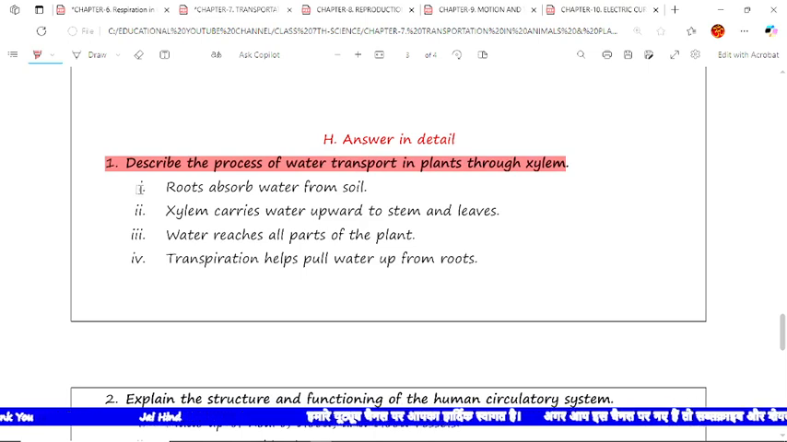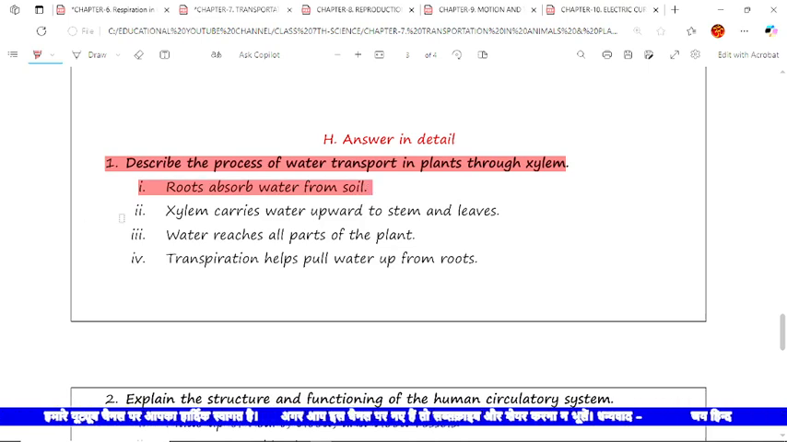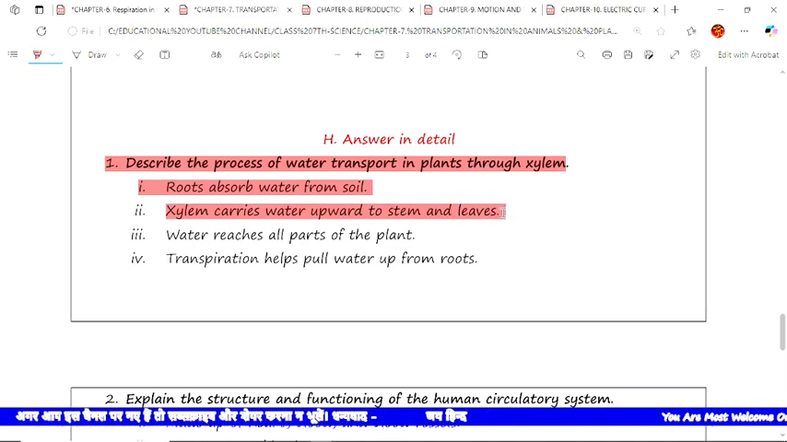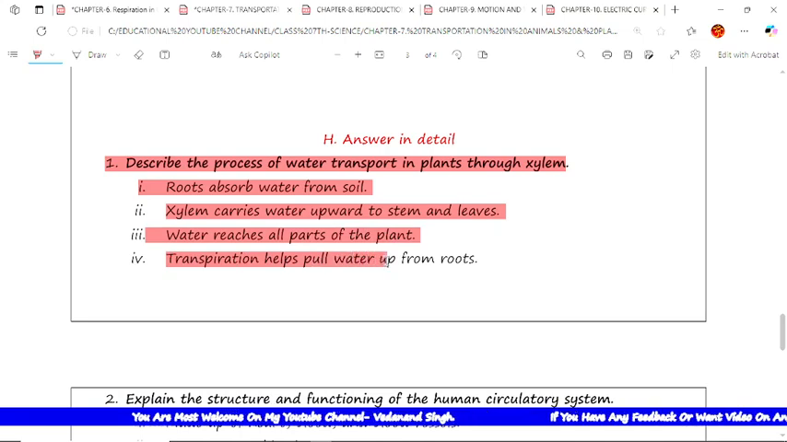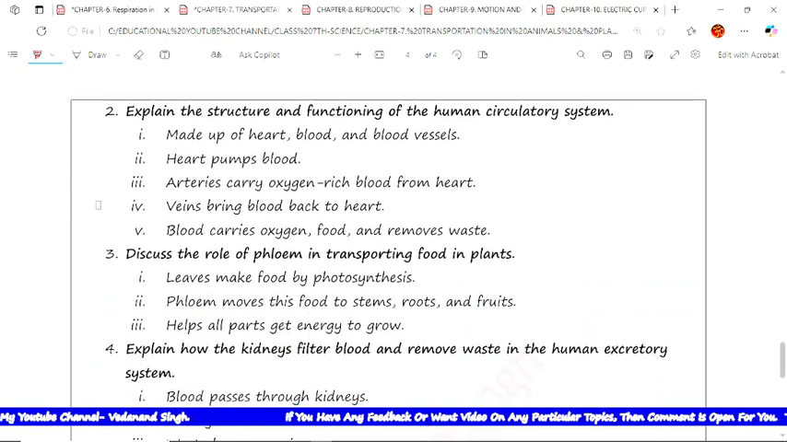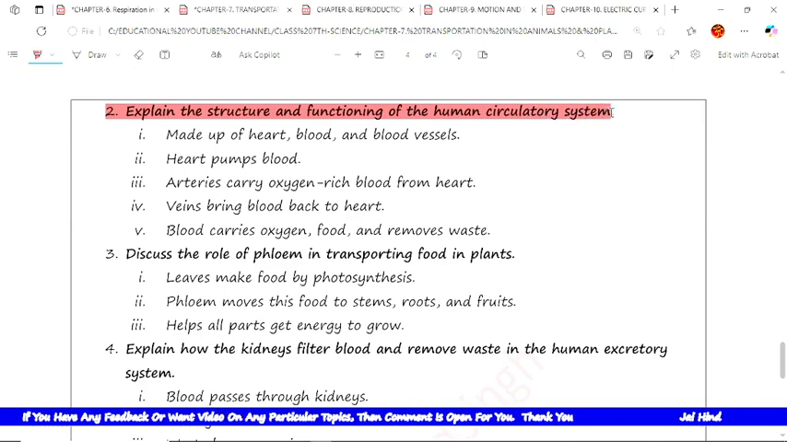The first point is as an answer roots absorb water from soil. Next point is xylem carries water upward to stems and leaves that keeps the tree cool. Next point is water reaches all part of the plants. And the next point is transpiration helps pull water up from roots. The next question is explain the structure and functioning of human circulatory system.